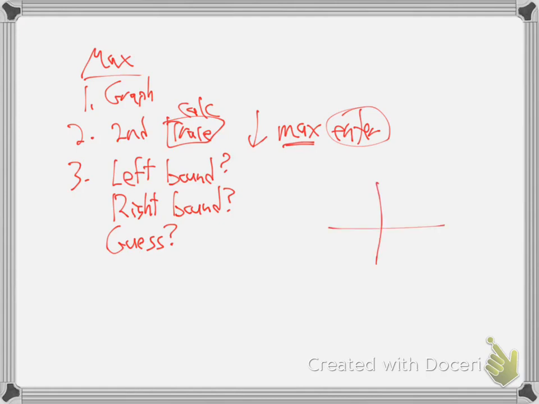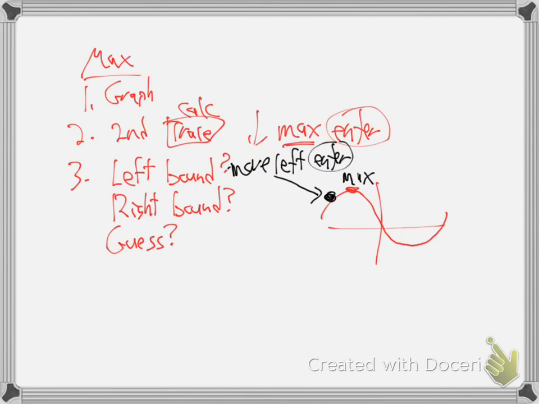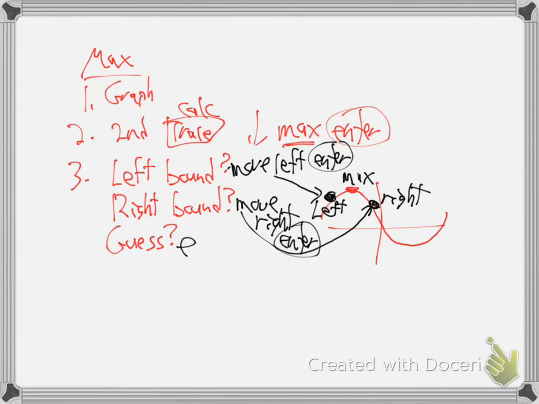First one at a time. First comes the left bound question. What it's wanting you to do is move the dot somewhere to the left of the max. Here's the max. Move the dot to the left and hit enter. And then for the right bound, you move somewhere over here to the right, and hit enter. And then for the guess, just hit enter.